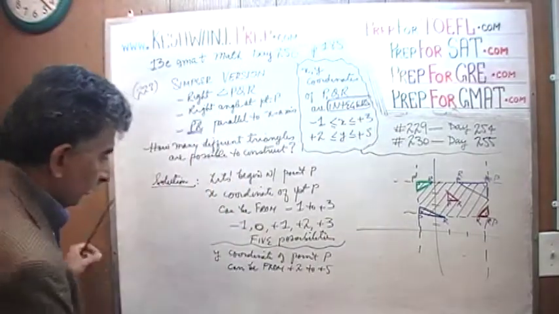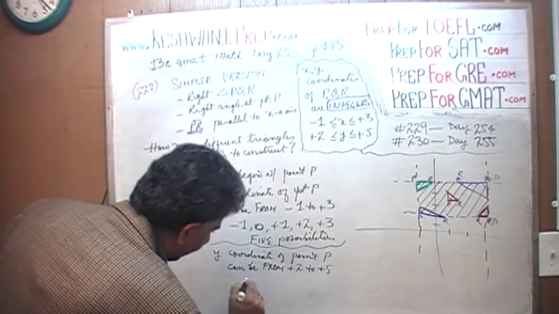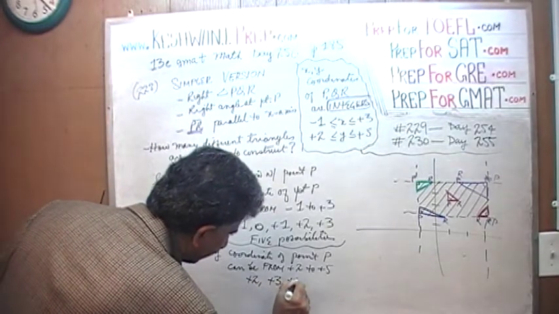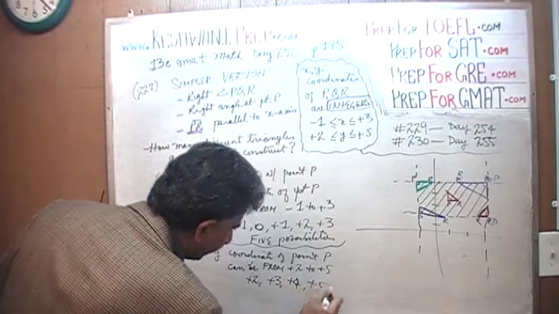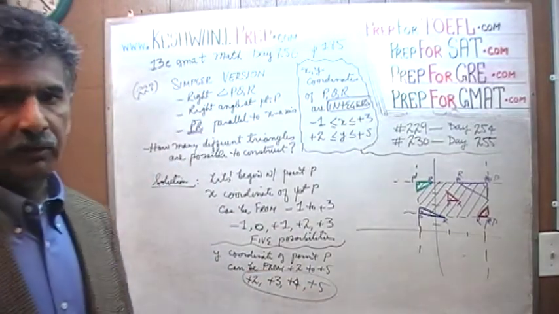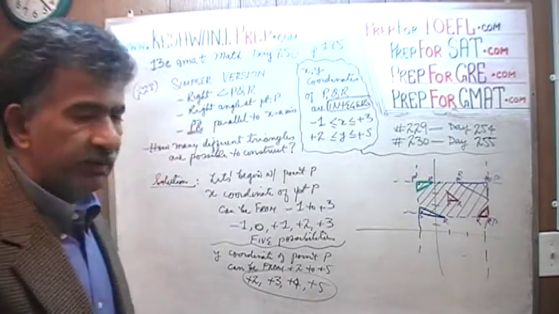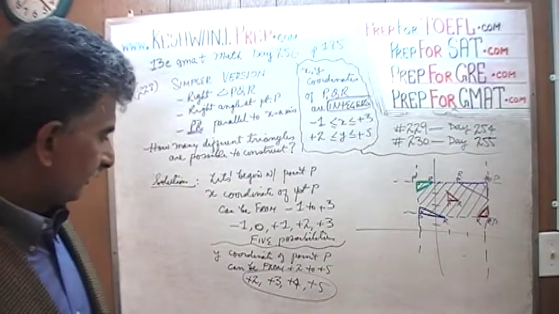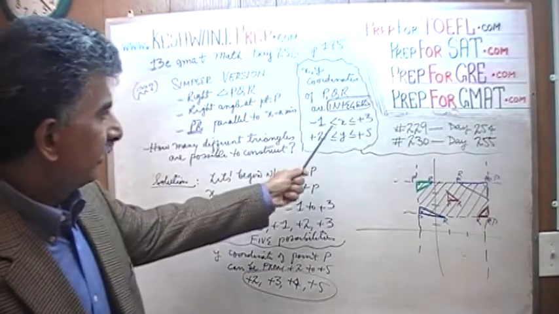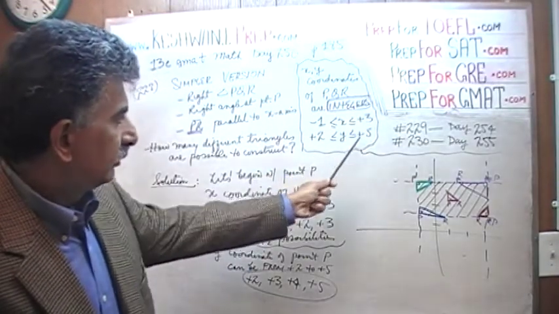So, from +2 to +5, how many choices do we have? It can be +2, +3, +4, or +5. There are only 4 possibilities for the y-coordinate of point P. In other words, where we locate point P is up to us, but there are only 20 possibilities, because the x goes from -1 to +3 and the y from +2 to +5.